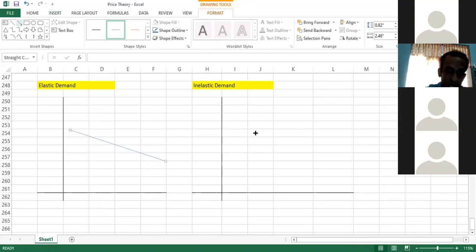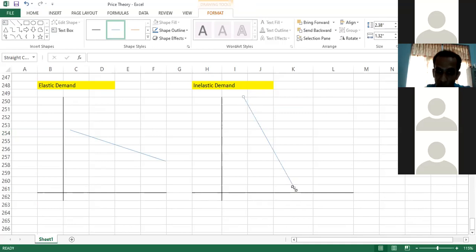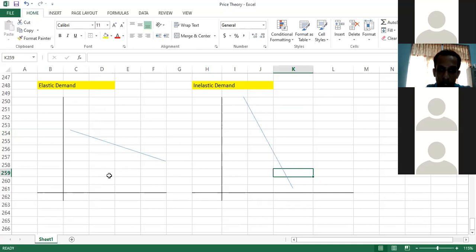But if the demand is inelastic, the slope will be very high, right? So the slope of the demand curve also indicates the nature of the product. If the demand curve for a product is like this, with a relatively low slope, that means demand is highly elastic. If the demand curve has a high slope, that indicates the demand is relatively inelastic. So we can identify that very easily.